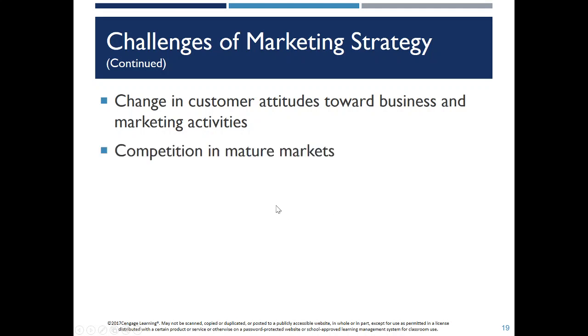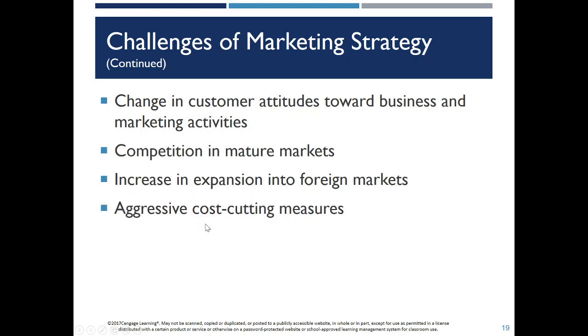Okay, competition is fierce all over the place. You know, expanding into foreign markets is a big impetus these days, and that's hard. If you've taken global marketing already or international business, you'll know that it's just hard. Okay, aggressive cost cutting. Your competitor cuts his prices or her prices. You know, what do you do? Do you meet them? Do you match them? Could be a bit of a challenge.